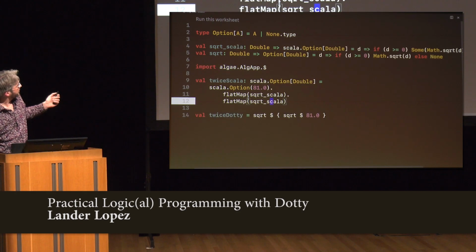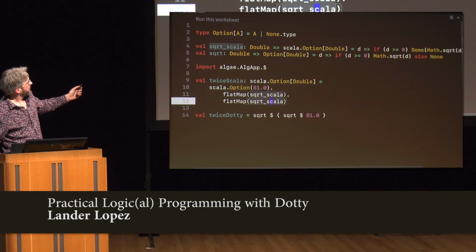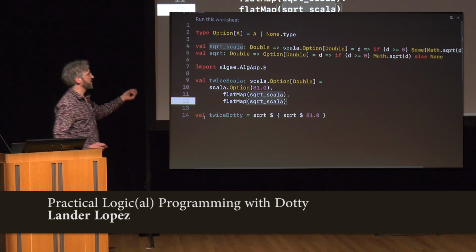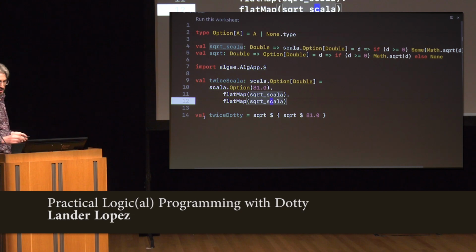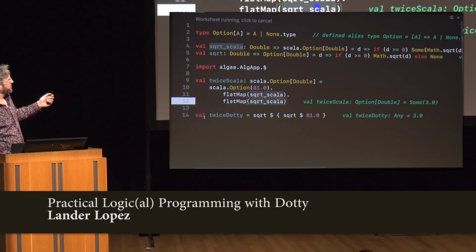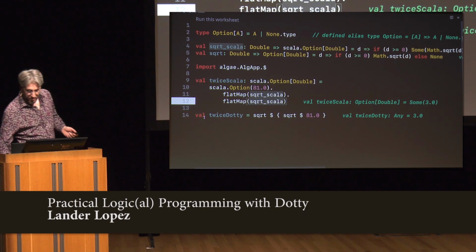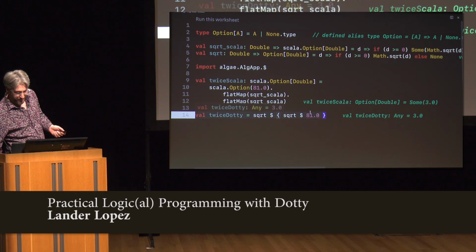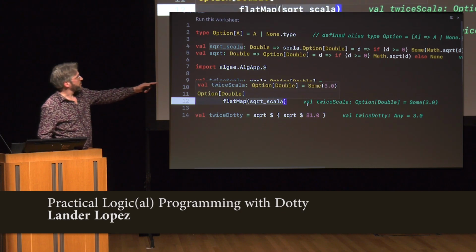Let's see how we do it with Scala 2. With Scala 2, we create an option, and then we flat map twice, and that's how we apply it. Obviously, we'd use a for comprehension, a nicer syntax, but basically we're applying twice. We pass 81, so the square root twice returns 3. In Dotty, we see that it also returns 3.